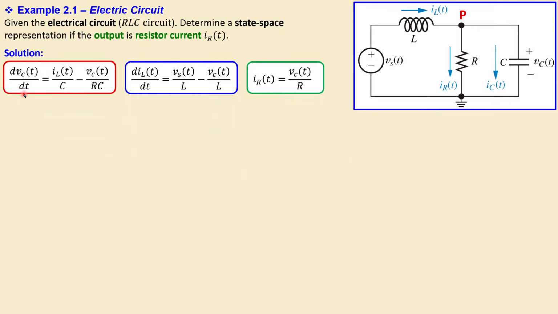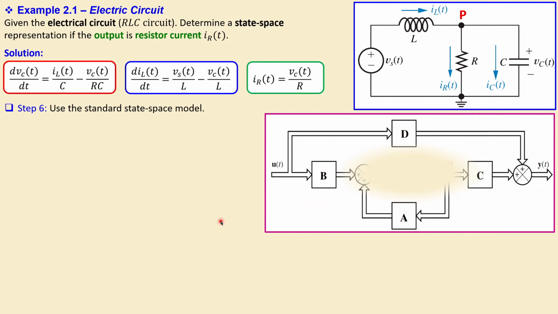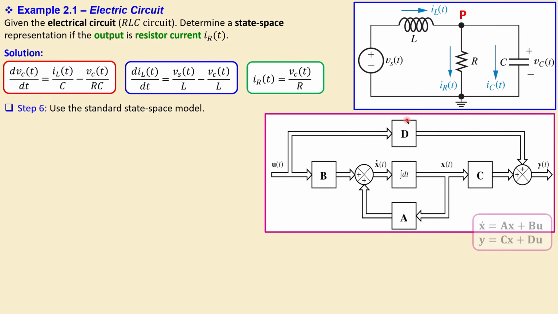Now let's collect them. These are our state variable equations, these two, the red and the blue one, and the green one is our output equation for the current through the resistor R. Now step 6 is to use the standard state space model. That's the following step. This is the state space model we have discussed. We know that this is the U, which is our command input Vs, and the output Y, which is our current here through the resistor R.